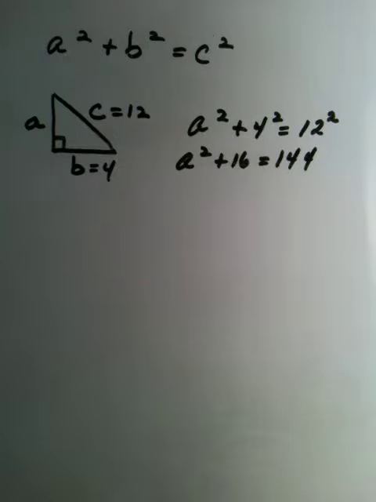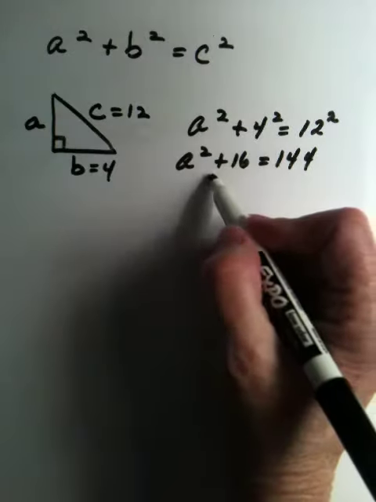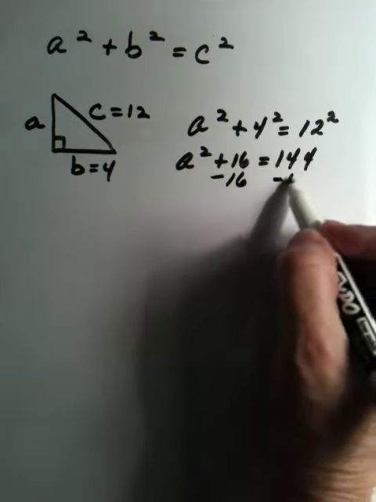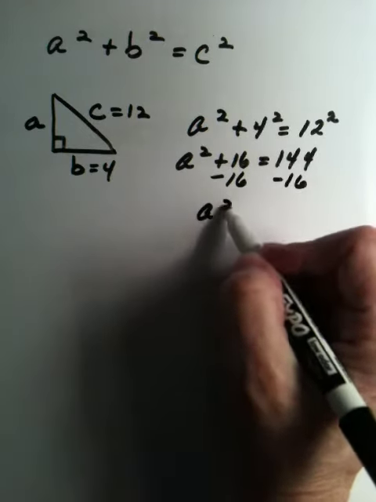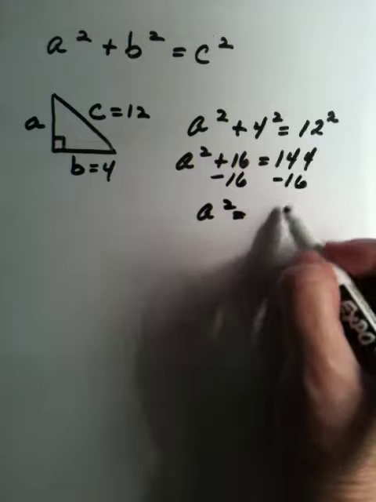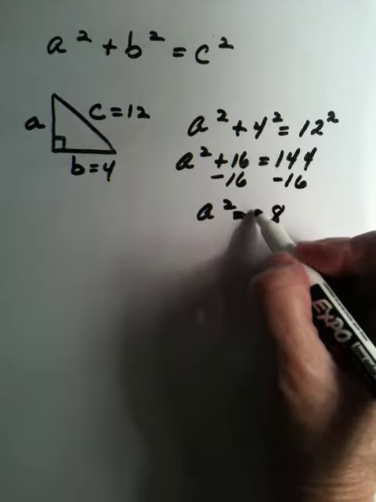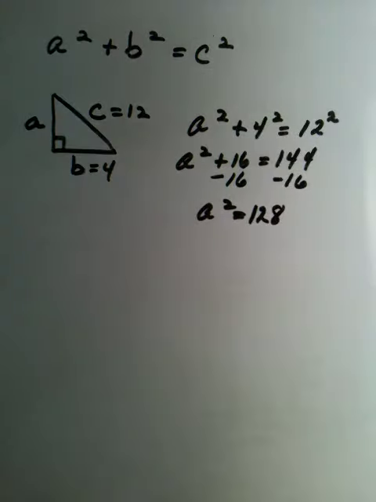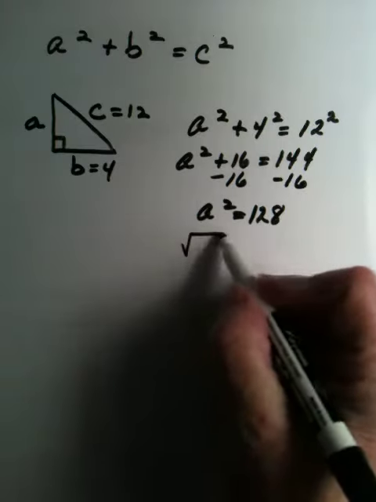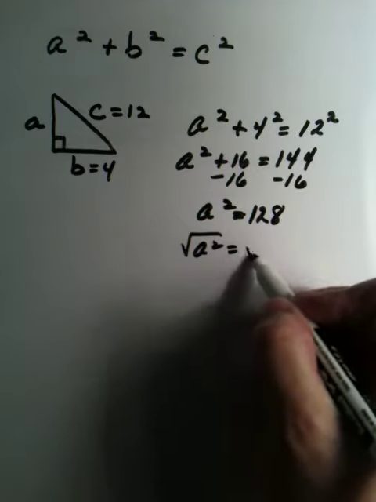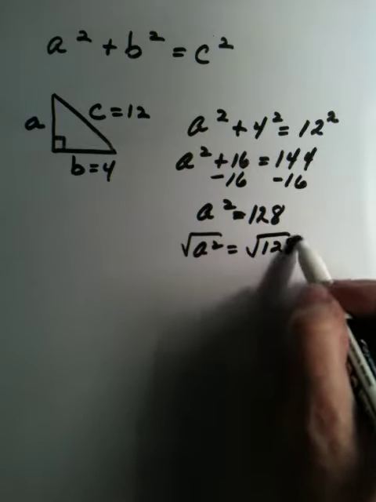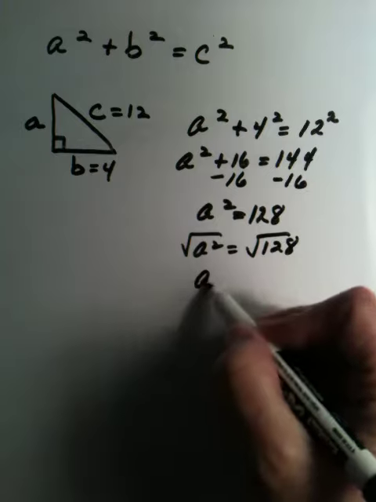All we have to do is solve this, so we're going to subtract 16 from both sides. We have a squared equals 128. Now, since we have a squared and we're just looking for a, we need to take the square root of 128. In other words, we're taking the square root of both sides. The square root of a squared is just a.